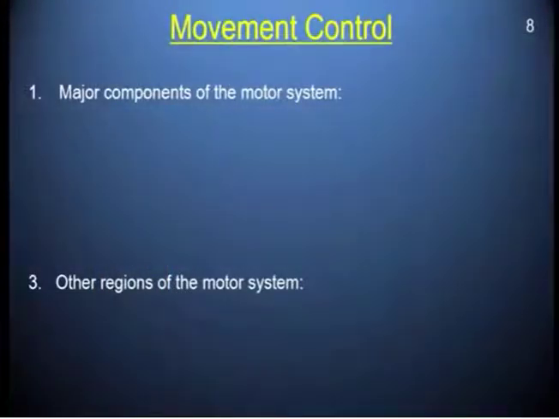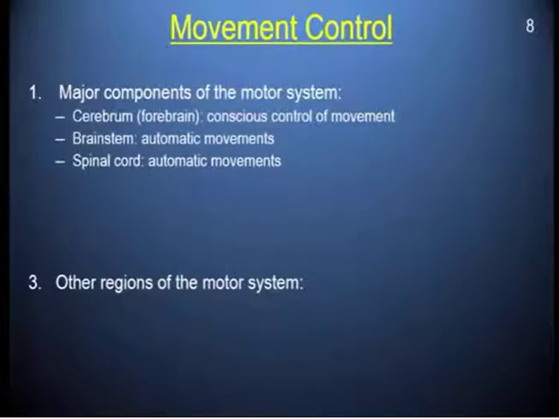All right, welcome back. Hopefully you enjoyed that. Now, when we talk about motor control and the different pieces of the brain that play a role, there's the cerebrum, the forebrain, conscious control, that's the frontal lobe primarily. You have the brainstem and the spinal cord, both of which control automatic movements, things like heart rate and breathing rate.